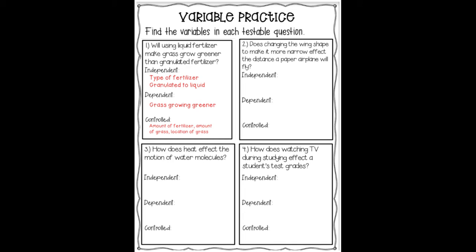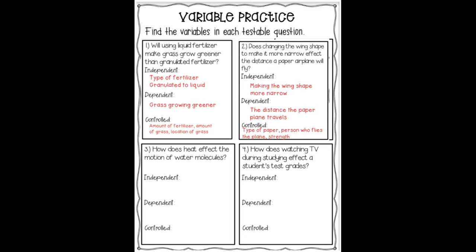All right, number 2, does changing the wing shape to make it more narrow affect the distance a paper plane will fly? The independent variable, what we change, is the wing shape, making it more narrow. The dependent variable is the distance the paper plane travels. And you are going to control the type of paper, the person who flies the plane, the amount of strength used when flying the plane, where you're flying the plane. There are many things you could add there.